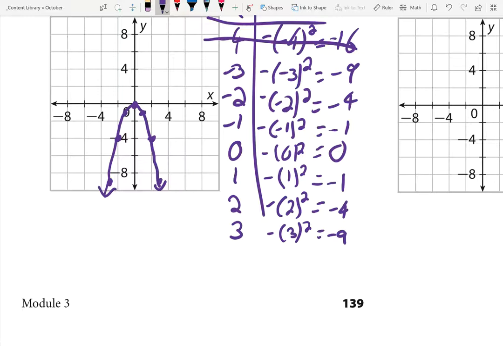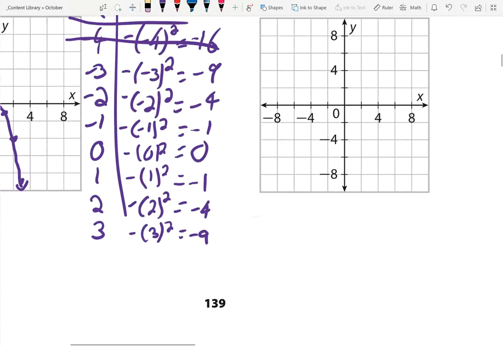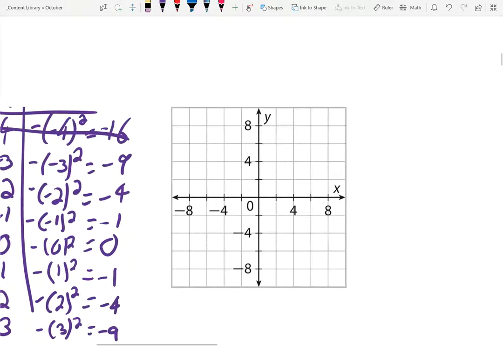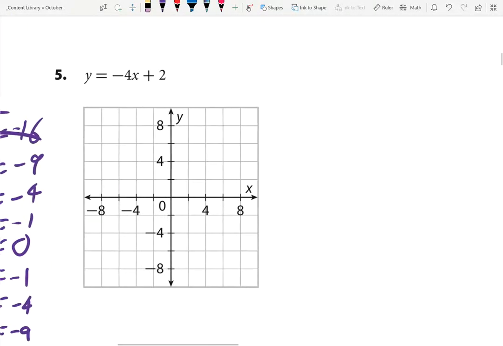So remember, you're picking these numbers, okay? You can choose whatever numbers you want. But generally, it's helpful if you pick some negatives and some positives. And if you pick any numbers that you can't fit on the graph, then just throw that out and pick something else, okay? So I have another function here, y equals -4x + 2.